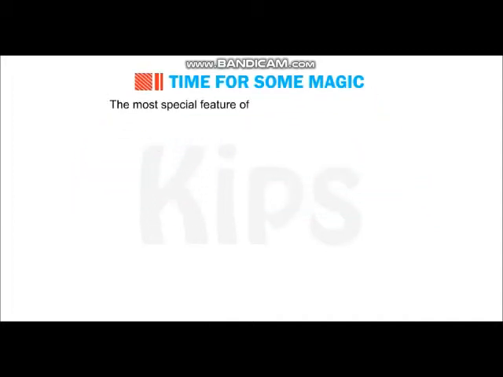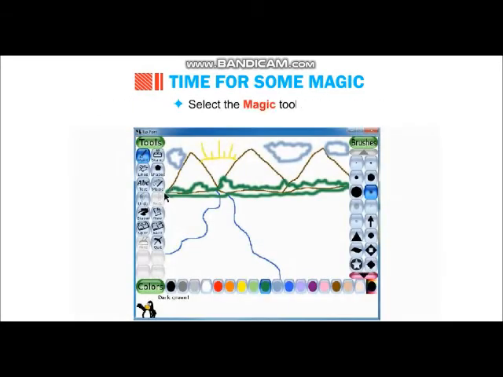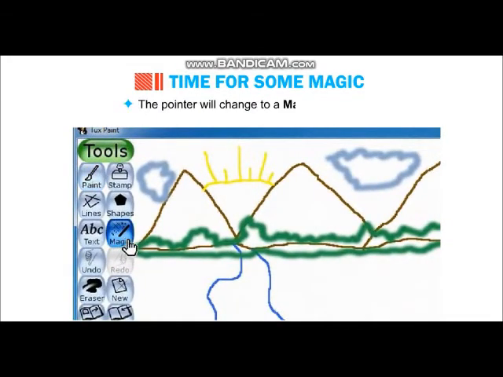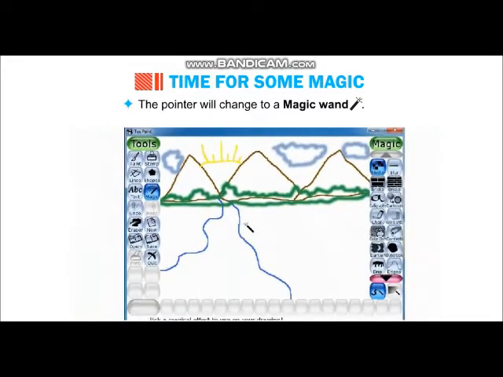The most special feature of Tux Paint is the Magic tool. We can use the Magic tool to draw and give amazing effects to a picture. Select the Magic tool. The pointer will change to a magic wand. Now we will apply some magical effects to our drawing.